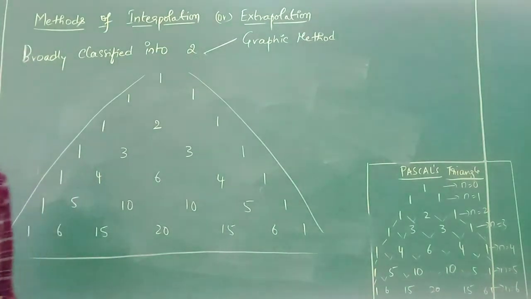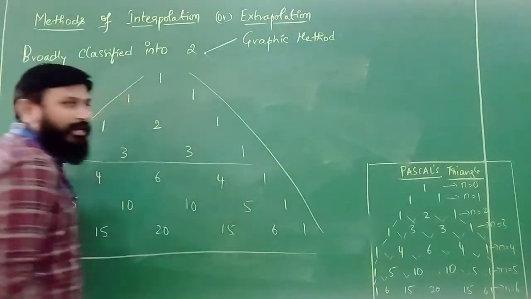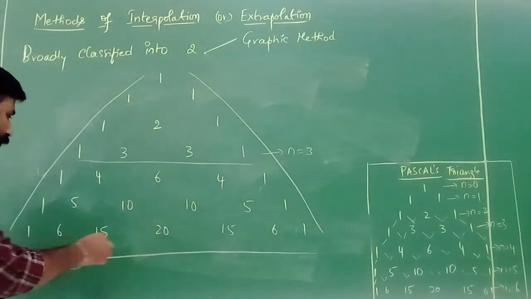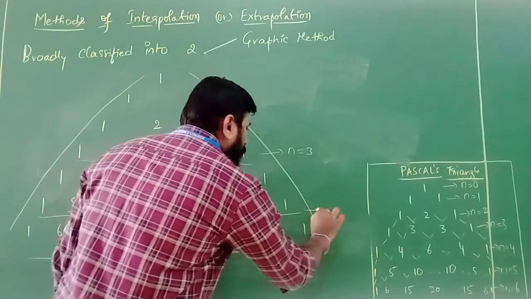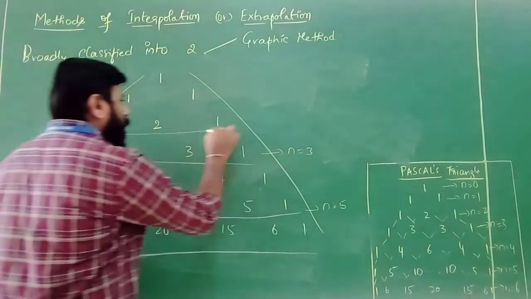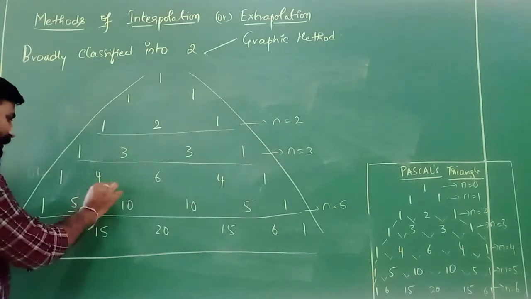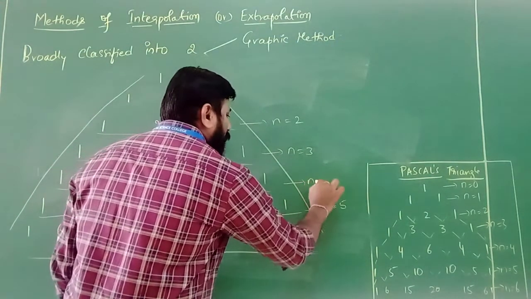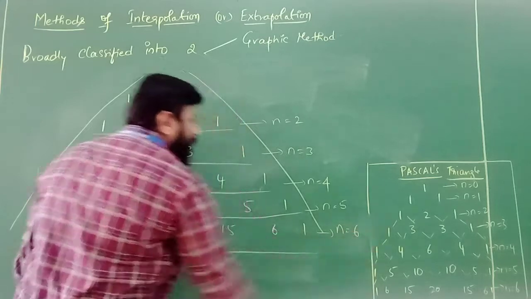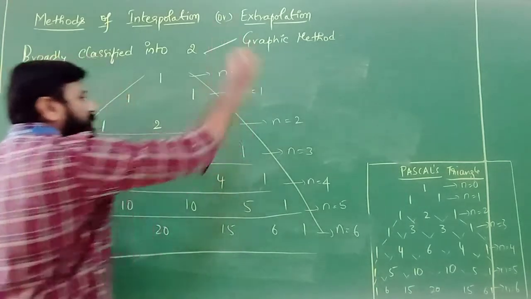I will say at n equals 3, which line should be taken? Where you can see 3, this line is the n equals 3 line. n equals 5 means where is that 5? Here, so this line will be n equals 5. Where is n equals 2? Where you can see 2? Here, so this is n equals 2. And then n equals 4, where you can see 4? Here, so this line is n equals 4. And this one is n equals 6. This is n equals 1, and this one is n equals 0.